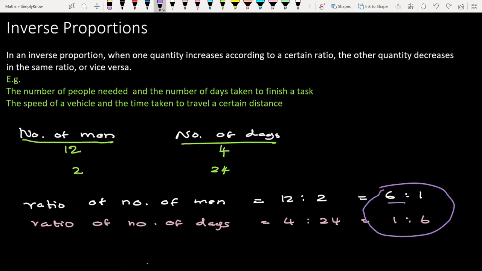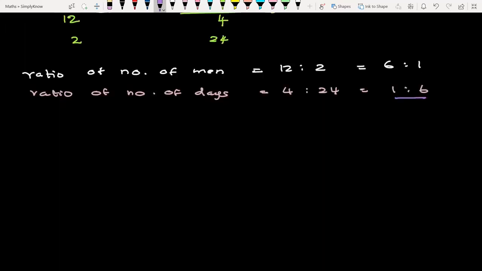Although the ratio 6 to 1 is not equal to 1 to 6, if we interchange two numbers of one ratio, we can take the other ratio, isn't it? Say if I interchange the numbers of this ratio, I get 1 to 6, and it's same as the other ratio. Or if I interchange the second ratio, then I get 6 to 1, which means it's same as this first ratio. Let's say I interchange the second ratio and make it equal to the first ratio.